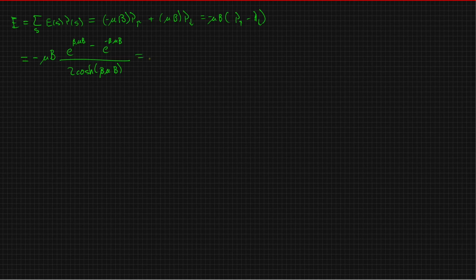And at the end of the day, this is just what we had found before. It's the hyperbolic tangent of beta mu B. So we were able to find the average energy for the system. And so before we had found U is just N times E bar. So the difference between this formula and the one that we had before is just a factor of N. But we were able to find this result basically a lot quicker via this method.